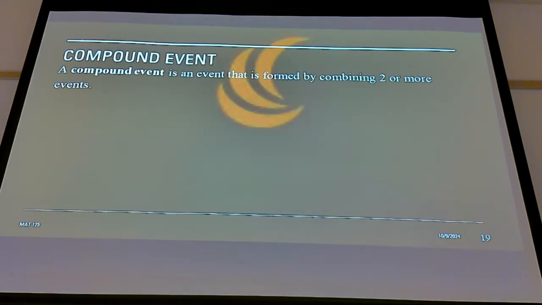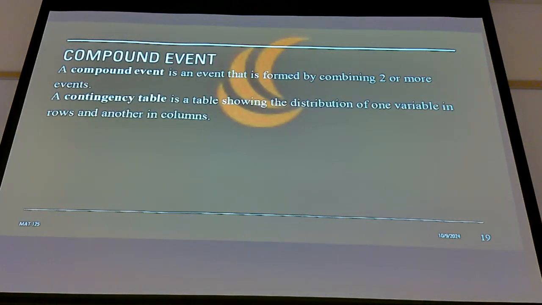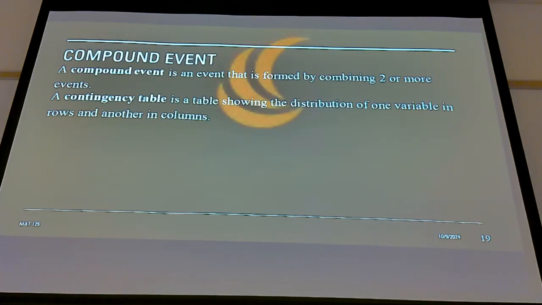Compound event. Any event formed by combining 2 or more events. So we've already looked at some compound events. A contingency table is a table showing the distribution of one variable in rows and another in columns. Don't know how often I'll be using contingency tables. So you won't be using compounds of it? Oh no, I will. Compound events. We've already been working with them, by the way. It's just now we're going to study those more in depth.